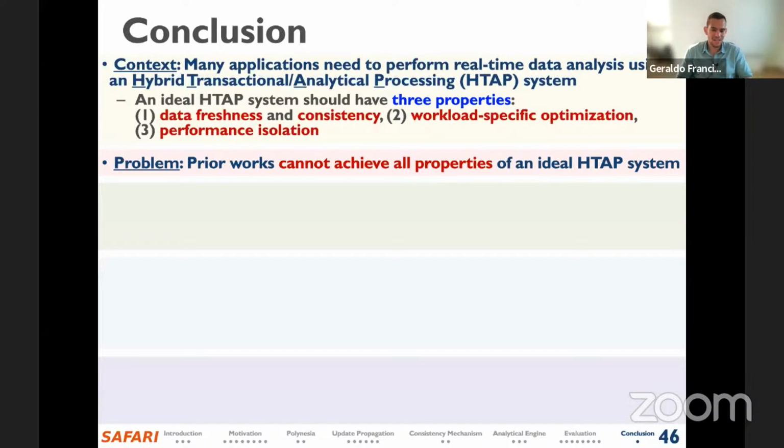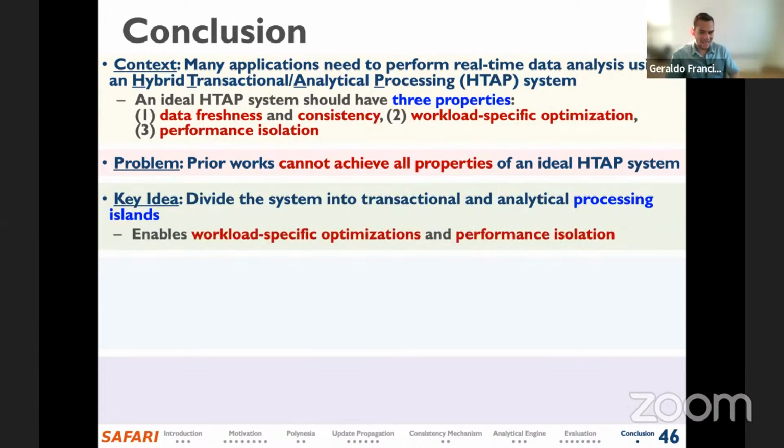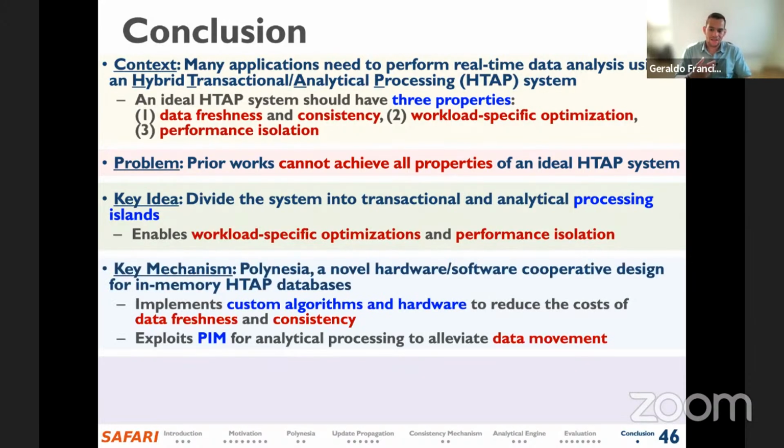Our key idea to solve this issue is to divide the HTAP system into processing islands, one for transactional and another for analytical workloads. Each island has a set of optimized hardware resources and algorithms. By enabling processing islands, we can perform workload-specific optimizations for transactional and analytical workloads while providing performance isolation. We leverage our key idea to implement Polynesia, a novel hardware-software co-design HTAP system that implements custom algorithms and hardware to reduce the cost of maintaining data freshness and consistency in HTAP systems, and exploits processing-in-memory to alleviate the data movement caused by analytical workloads.